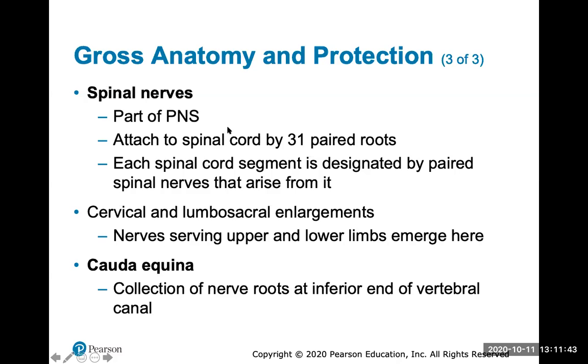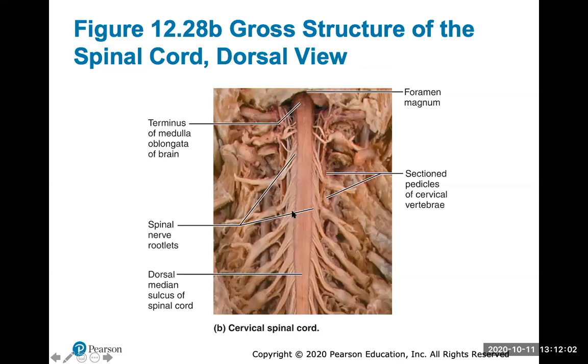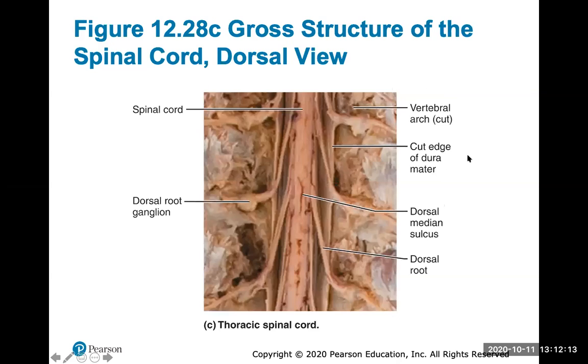They come off of the spinal cord by 31 paired roots, so 2 on each side. And each spinal cord segment is designated by the paired spinal nerves that arise from it. So here's again, you can see the spinal cord coming down. You also see slightly the spinal nerves coming off. This is maybe a better picture of the spinal cord coming down, and you'll see the spinal nerve rootlets coming off of the spinal cord at different levels.